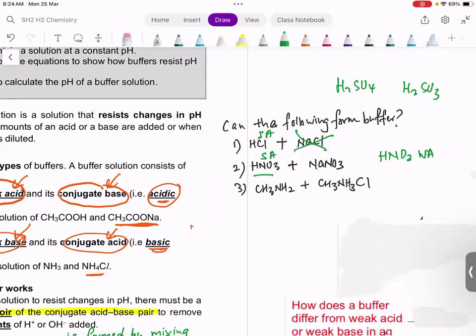Okay, so this is a strong acid. Then whether there's salt or not doesn't matter. It will not be able to form any buffer. Okay, how about the last one? Last one, is it a buffer?